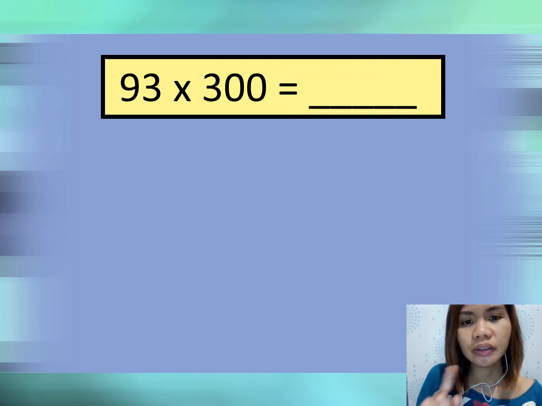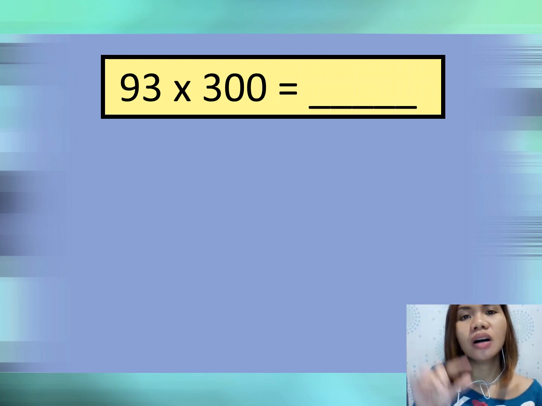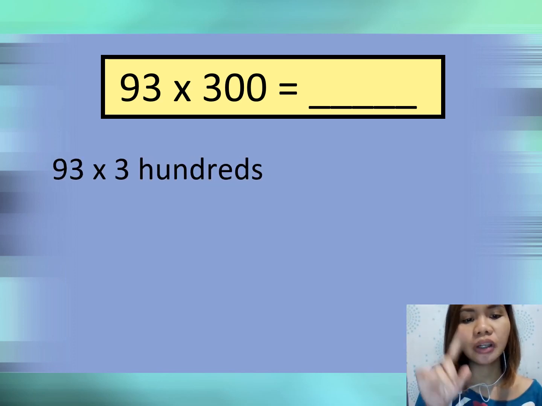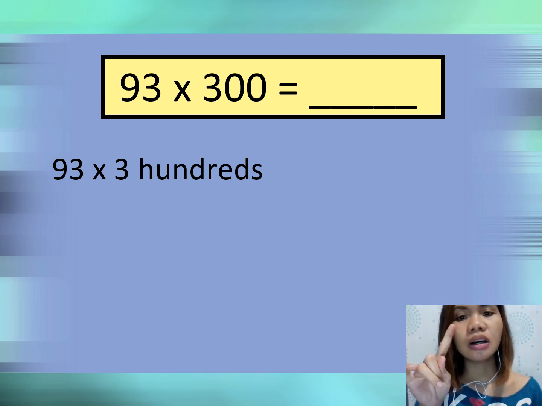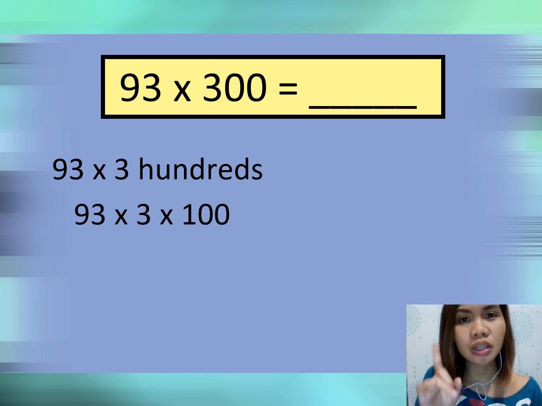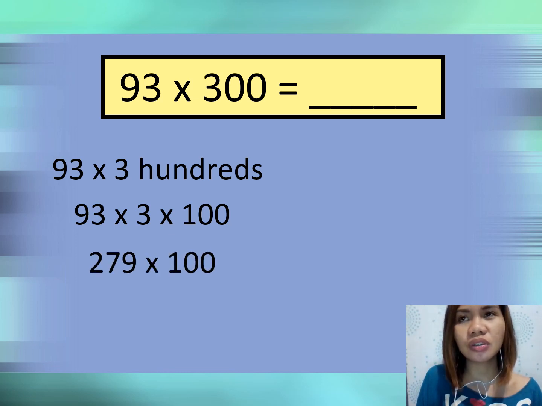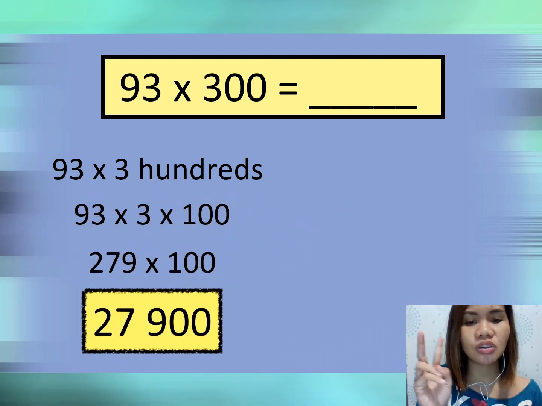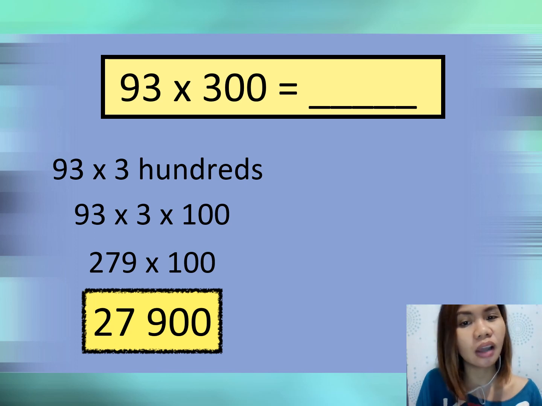Okay, 93 times 300. So you can rename this using this one. 93 times 300. So that means 93 times 3 times 100. So we have 93 times 3, that is 279 times 100. And if you have that, then you can just attach the two zeros to 279.